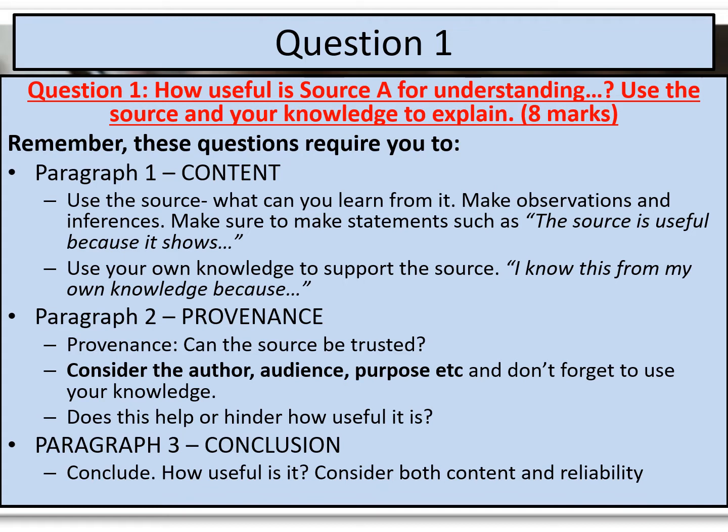Now, when we get to paragraph 3, we're then just doing our conclusion, where we're coming to an overall judgment. It's asked us how useful is the source for understanding the topic. We need to actually make a judgment on that. Is it very useful? Is it useful to an extent? And we want to consider both the content and also the reliability. So we need to blend our answer thinking about content and provenance. Now that's the general technique that you can apply to any of these source questions, but we'll look and talk through an example to make sure you understand it.